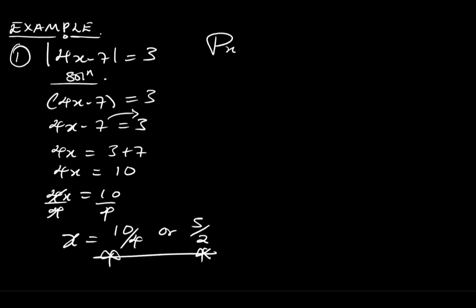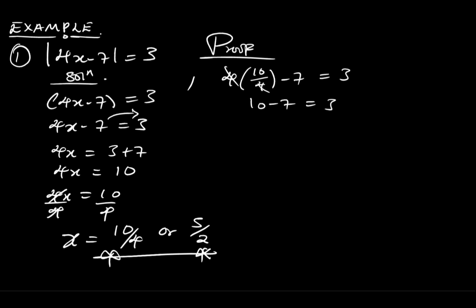So if you want to do a proof, you can always plug in the value of x you have found. So I get 10 over 4 minus 7, and I should get the answer 3. Now the 4 cancels out with the 4, and we get 10 minus 7 being equal to 3, which is true, because 10 minus 7 is 3, which simply means that it is proven. So that is the first solution that we have to get.